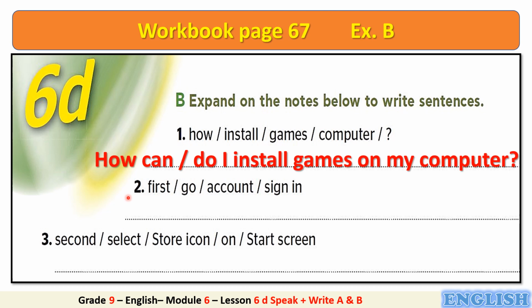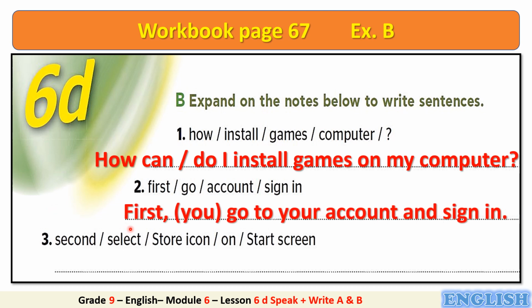Number 2. First, go, account, sign in. We can write this sentence in 2 different ways. We can either say, first, you go to your account and sign in. Here we used the present simple in second person, you. Or we can use the imperative. We can say, first, go to your account and sign in. In the imperative, we use the verb in the infinitive without a subject.